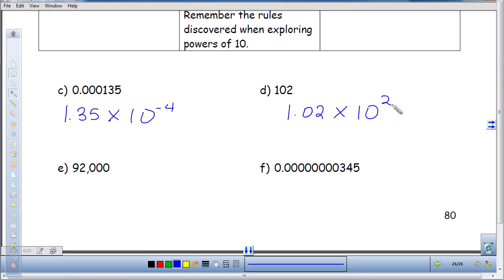Okay, so quickly take a look at E and F. Okay, I got 9.2 times 10 to the 4th. Okay, and then 3.45 times 10 to the 1, 2, 3, 4, 5, 6, 7, 8, 9, negative 9. Okay, all right, questions about that? Okay, very good.